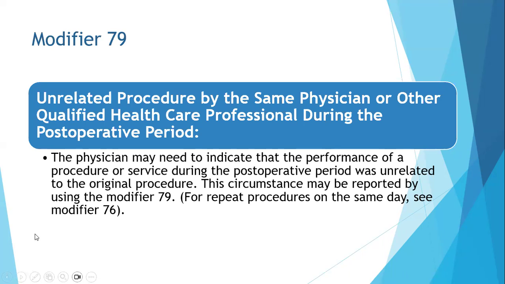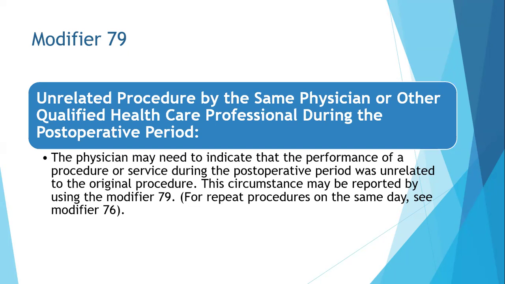Okay, so now we're going to talk a little bit about 79. The difference between 78 and 79 is whether it is related or unrelated to the first global procedure. So if it is unplanned and unrelated, modifier 79 is the appropriate modifier to append. They went in for a knee procedure and now they're having to go in for an ankle procedure. They didn't plan on doing that ankle and it's not related to the knee procedure, but they're having to do a second surgery. Therefore, you have to get the 79 on it.